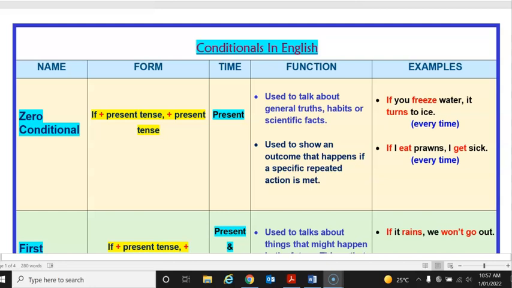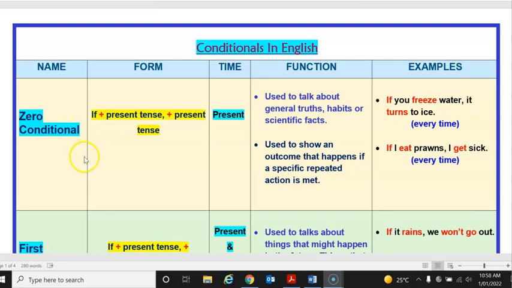So as you can see, this table has a number of columns. The first column will give you the name of the conditional, then the form, what it looks like, the time, whether we use the conditional in the present, the future or the past, the function of each conditional, and then some examples. So if we have a look at the first one, we're looking at the zero conditional.